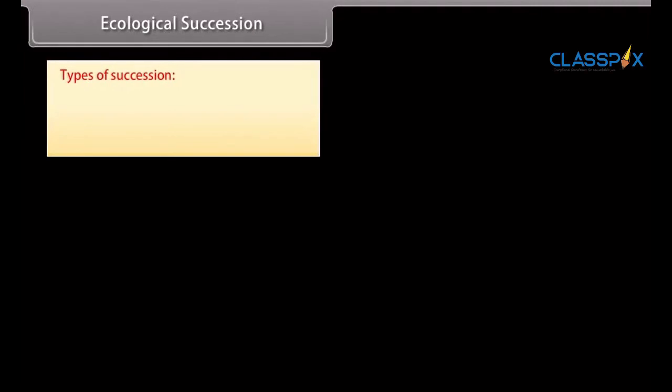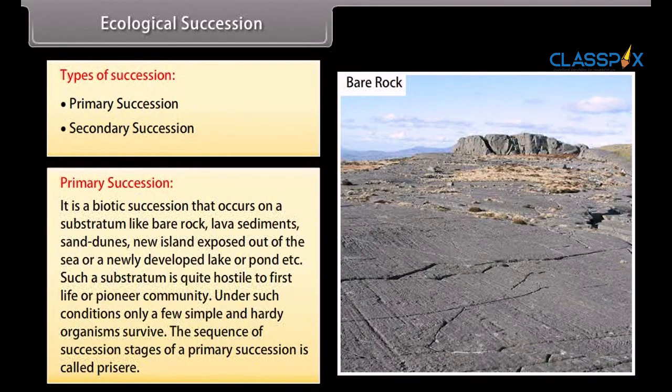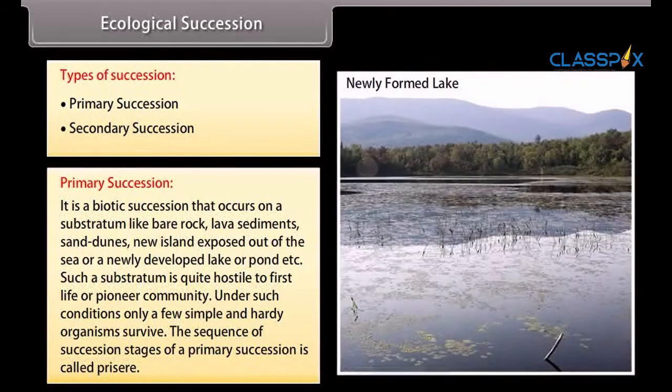Types of succession. There are two types of succession: primary succession and secondary succession. Primary succession. It is a biotic succession that occurs on a substratum like bare rock, lava sediments, sand dunes, new island exposed out of the sea or a newly developed lake or pond, etc. Such a substratum is quite hostile to first life or prior community. Under such conditions, only a few simple and hardy organisms survive. The sequence of succession stages of a primary succession is called prisere.